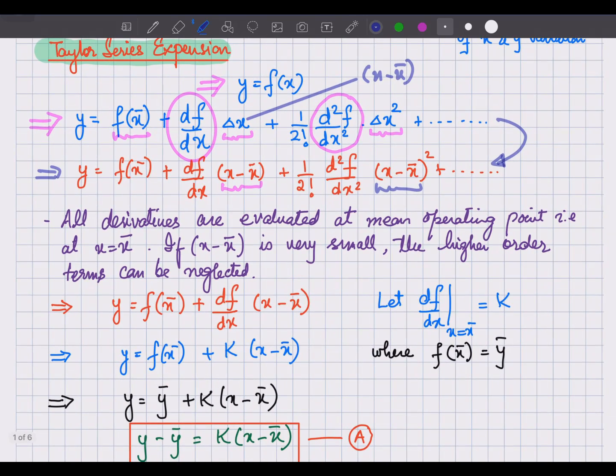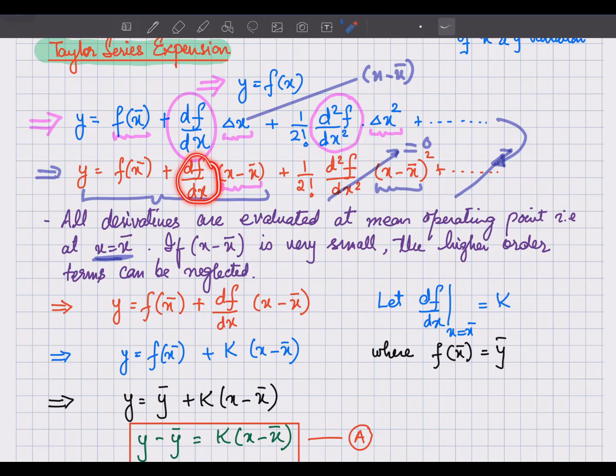So the square will be even smaller, so we can neglect the higher order terms, all the higher order derivatives, second derivative, third derivative, and so on. All of those can be neglected, and we can only represent our system with the help of this portion. So all derivatives are evaluated at the mean operating point, that is at x is equal to x bar, right?